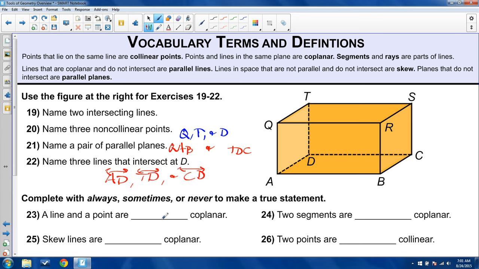Okay, complete these statements with always, sometimes, or never to make a true statement. A line and a point are blank coplanar. Well, the answer is always, and I'll try and do the best I can to help you out with why this is. I'm just going to first start by stating this axiom. Now make sure you listen to this. Any 2 intersecting lines are always coplanar.